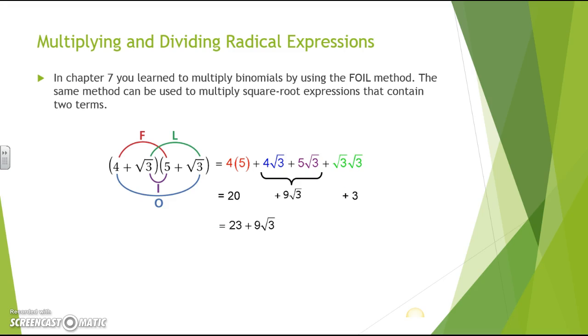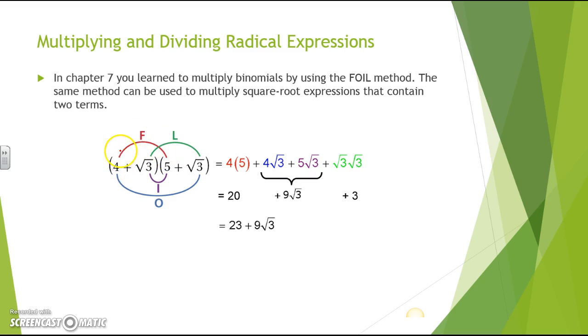We're now multiplying radical expressions, working with the FOIL method. In Chapter 7 you learned about multiplying binomials using the FOIL method, so we're going to do this now with square root expressions that contain two terms. Here we have an example: (4 + √3) times (5 + √3). We're going to use FOIL.